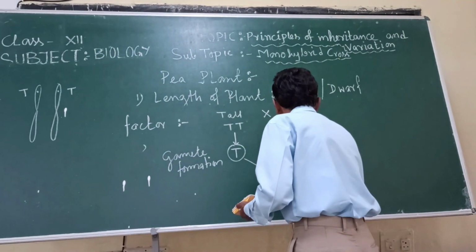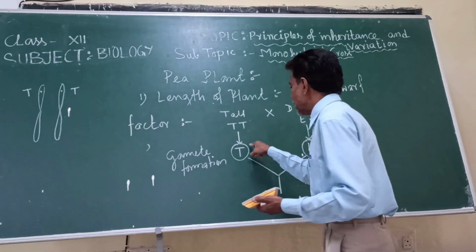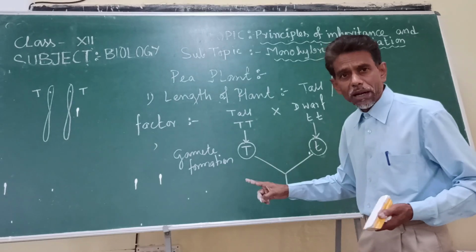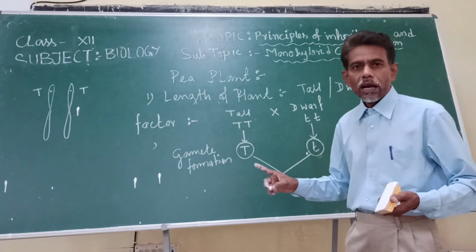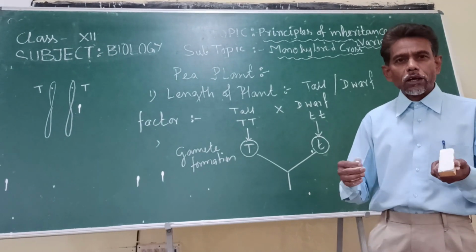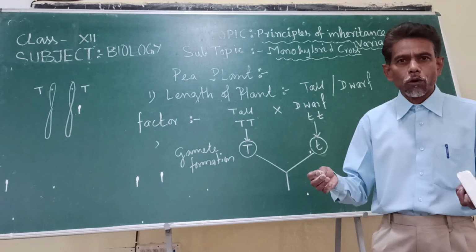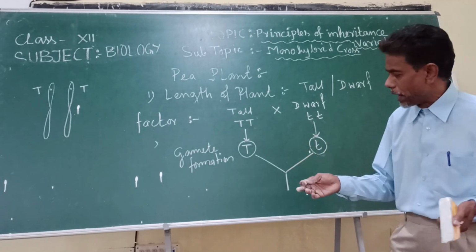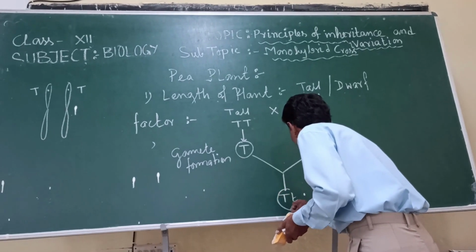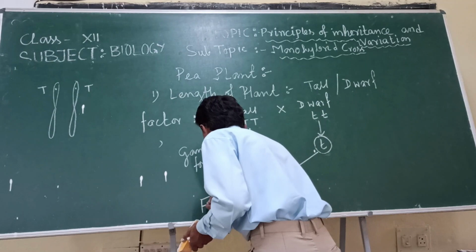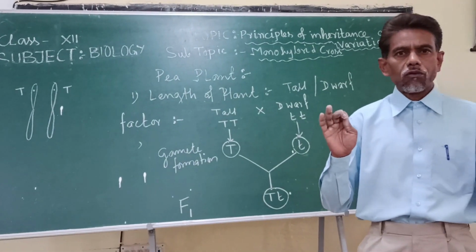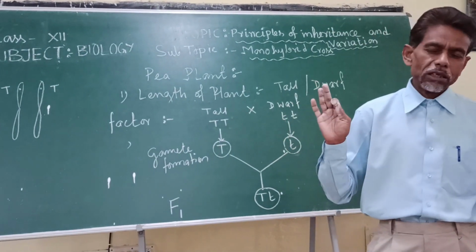Now, this is the male gamete, this is the female gamete, or vice versa. When these gametes fuse to form a zygote, the zygote after fertilization will produce seed, and seed will give rise to a new plant. What will be the combination? Capital T, small t. That is in the F1 generation. F1 means first filial generation. Is that clear to you?